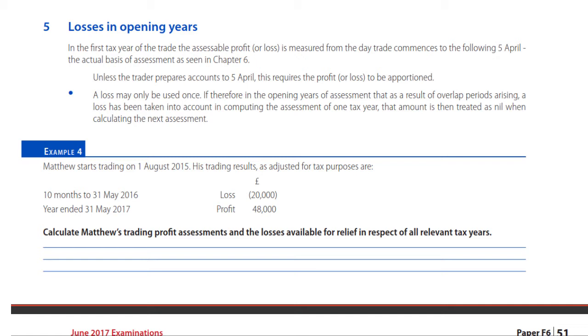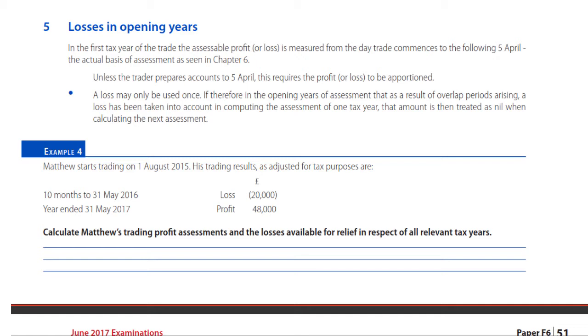But what we have now to look at, as we mentioned at the end of the previous session, is the specialist circumstances of opening years and closing years. The opening years of a new unincorporated trade and the closing years, obviously, of a trade that then ceases. Should losses arise within those circumstances, there are additional extra loss reliefs available. We look firstly, therefore, at the losses in opening years.